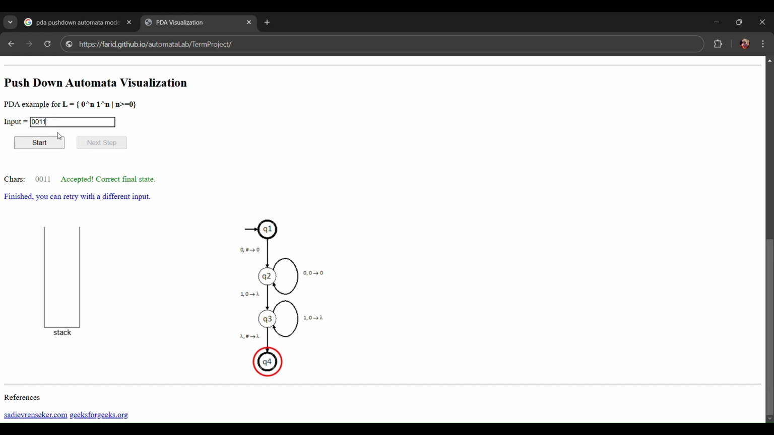We are going to look at another example by taking 00111. Let us start this. Initially we stay on Q1. As soon as we encounter 0, it is pushed onto the stack, and another 0 is pushed onto the stack again. Now there are two zeros and three ones, so there is one extra 1 here, which is not possible for a string to be accepted.